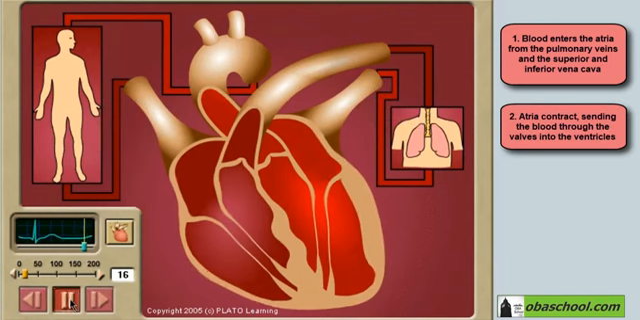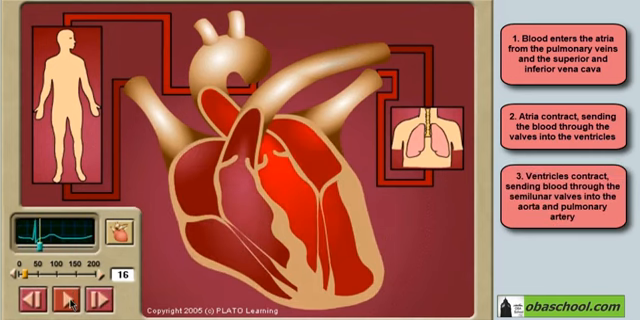After it goes into the ventricles, they will contract, and the bicuspid and tricuspid valves close, and now the blood will go into the aorta and into the pulmonary artery, passing through the semilunar valves. So the semilunar valves will open here when the ventricles contract to allow this blood to go into the aorta and the pulmonary artery. And that's how this blood leaves the heart.